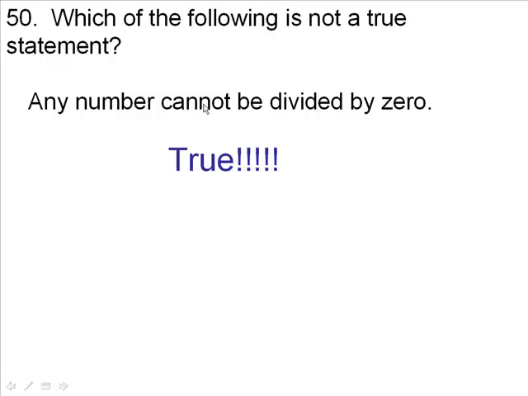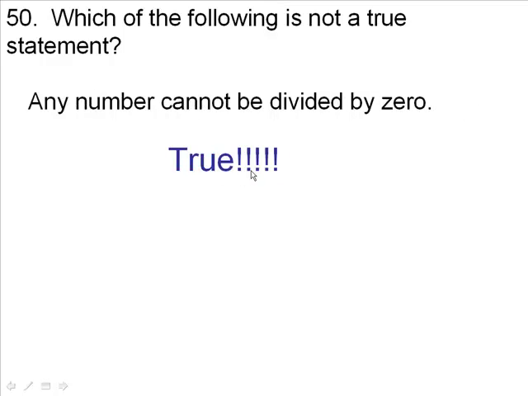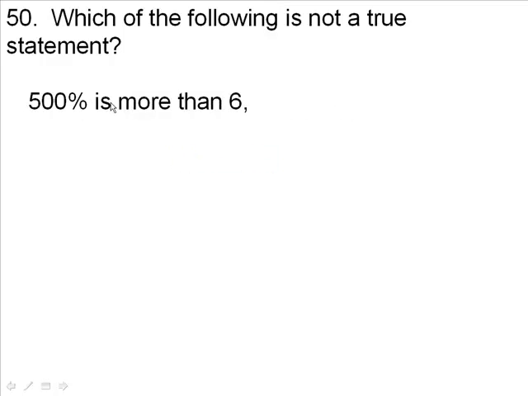0 cannot be divided by 0. So to say that this is false is not really right, is it? This is a true statement. Because if you said 0 cannot be divided by the real number 0, then you'd have to say this is true because of this. So this is not our answer. Alright? Now let's look at this one right here.